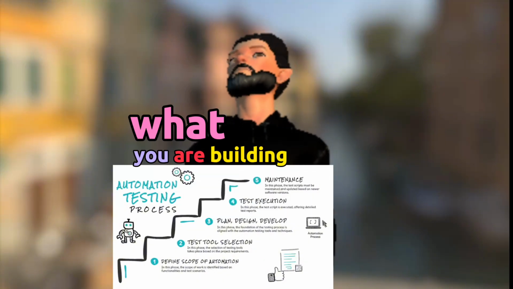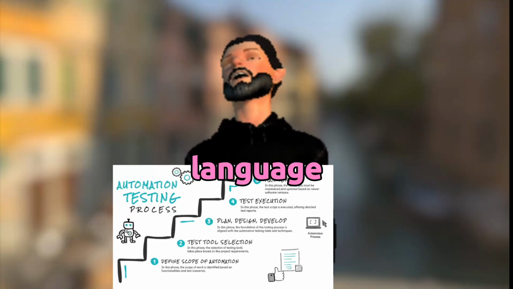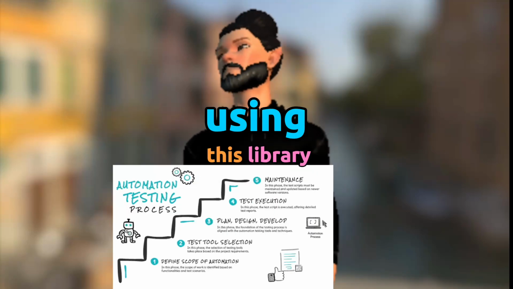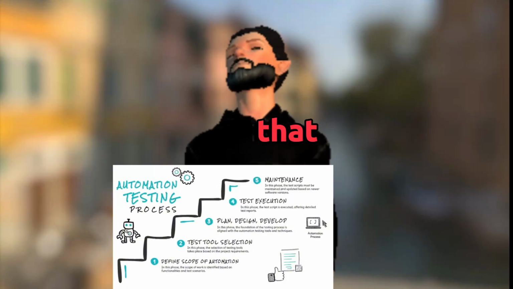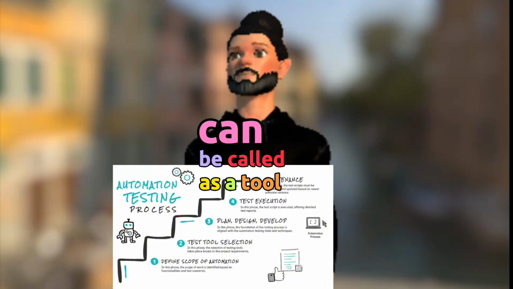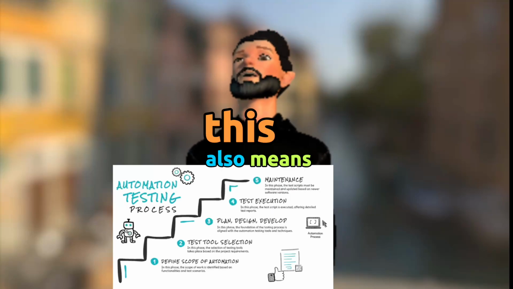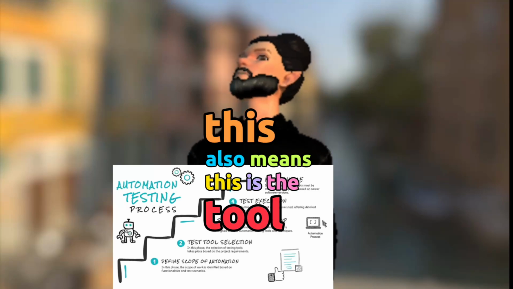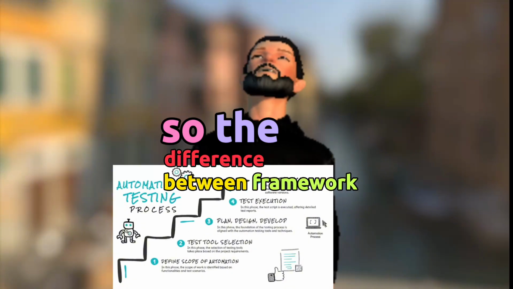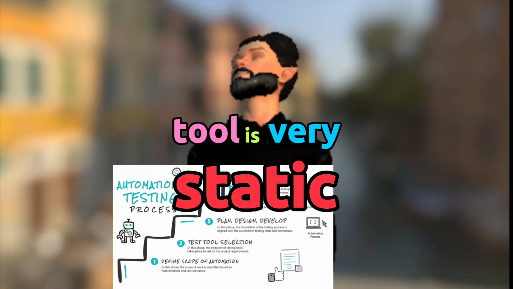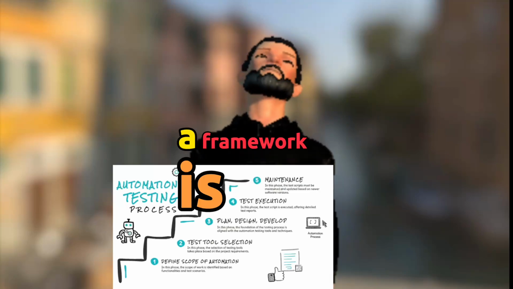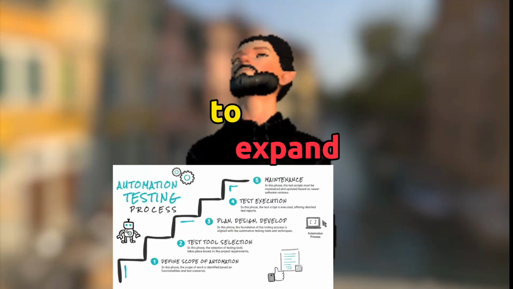What you are building using this programming language and the code using this library to access your application, that is what can be called a tool. But this also means this is the tool you are building. This is what we call a framework. The difference between a framework and a tool is that a tool has a very static expectation and you can do only one thing. A framework is enabling you to expand on it.